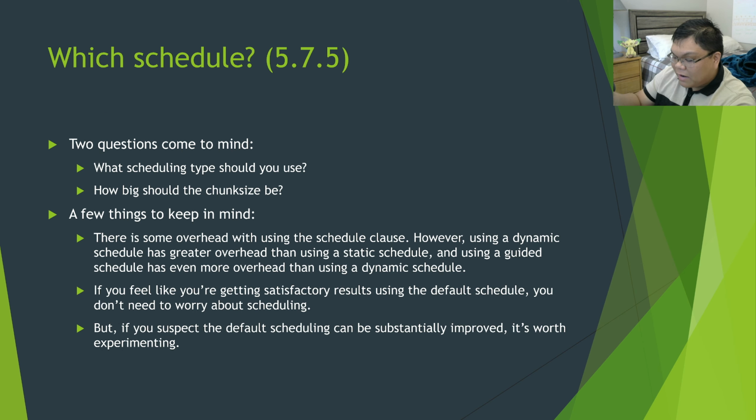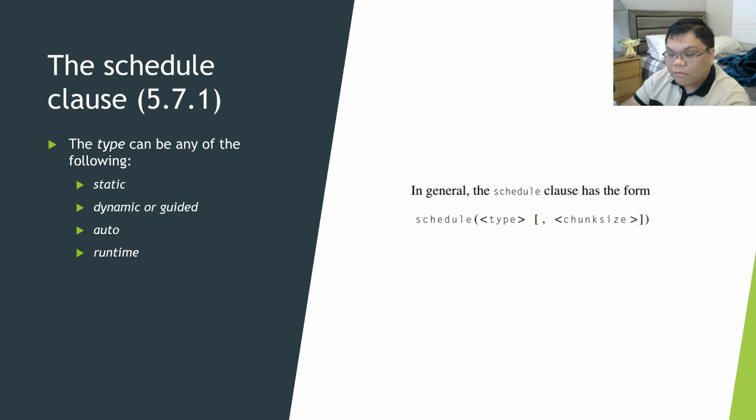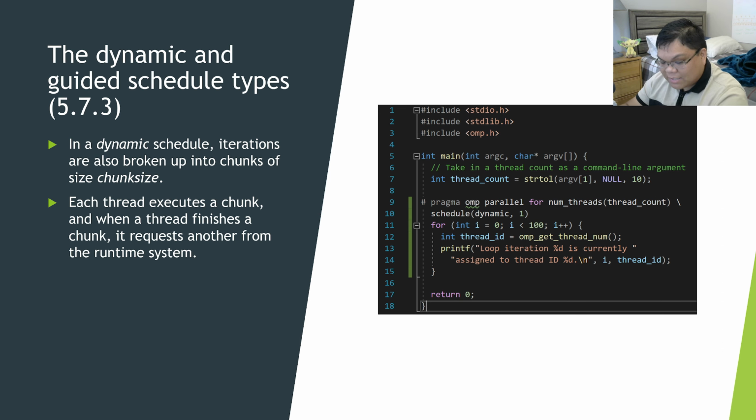I'm not going to get into the runtime and auto scheduling types. Runtime is based on using your environment variables to specify a scheduling type. We're not really going to do that for our programs, but just in case you want the information on what the runtime scheduling type is, that's on pages 253 and 254.